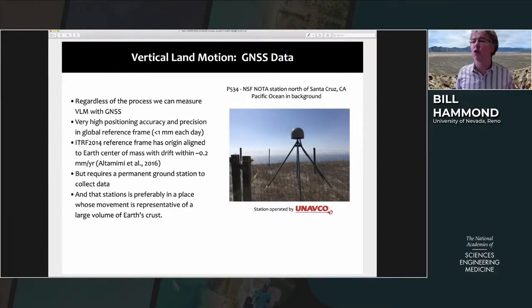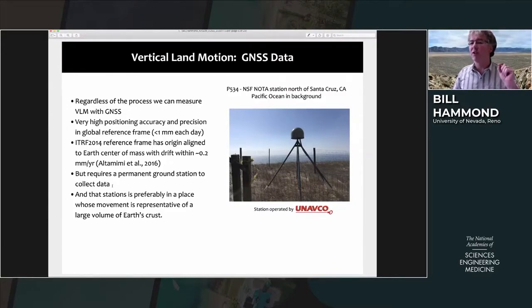Moreover, we can put that into a global frame of reference. And a global frame that we use is the International Terrestrial Reference Frame, version 2014. And this frame is very useful. It's global, and its origin is aligned with the Earth's center of mass to a precision of about 0.2 millimeters per year. So that's about how well we know where the center of the Earth is, even though it's a highly inaccessible location.